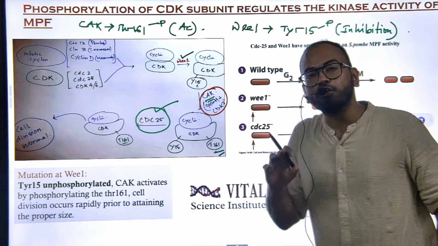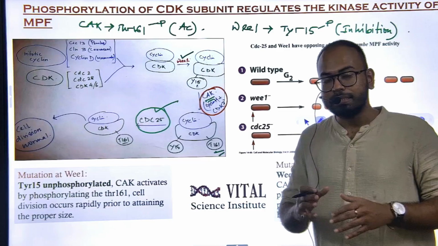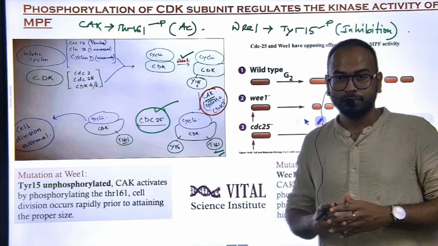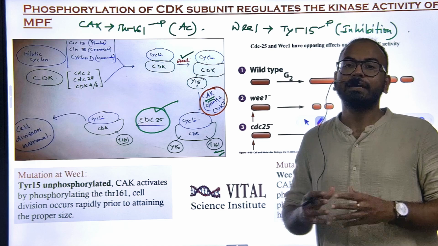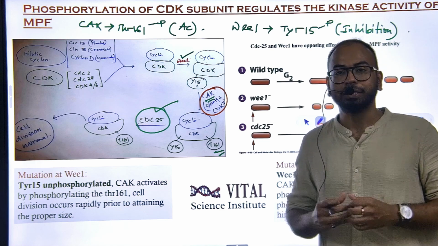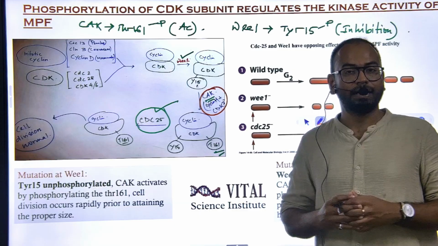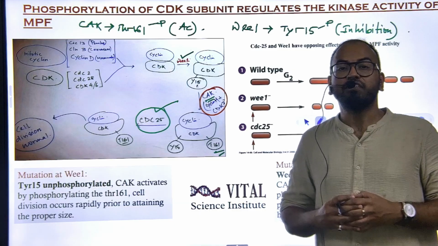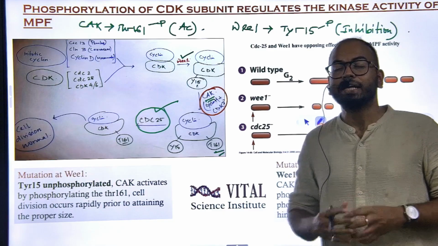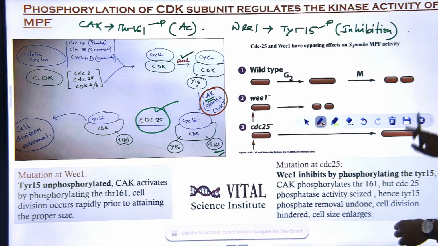Now when this kind of phosphorylation occurs, that will lead to the introduction of another kind of protein, which is a phosphatase. So comes the function of a phosphatase, which is CDC25. So let's see.